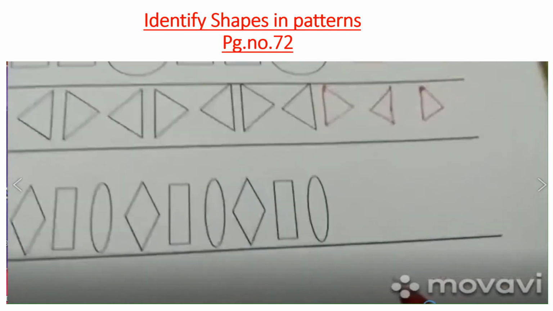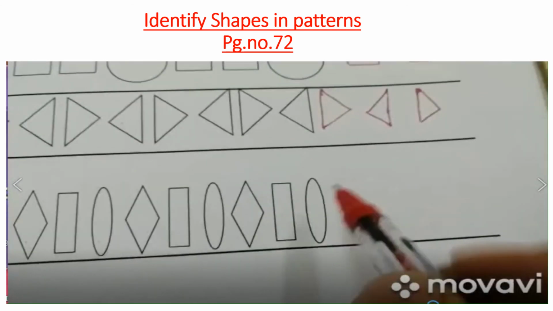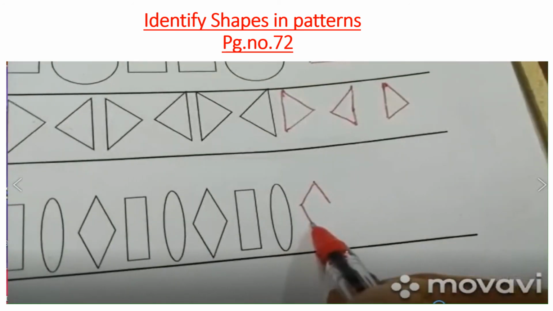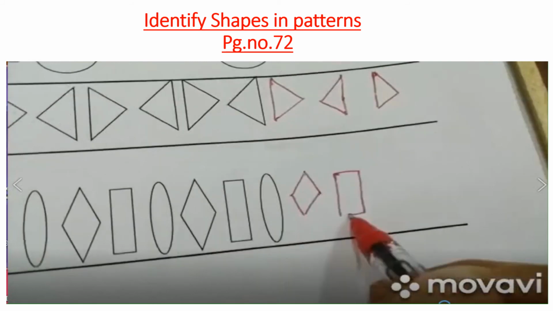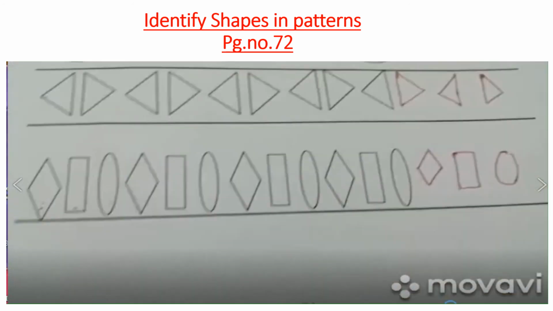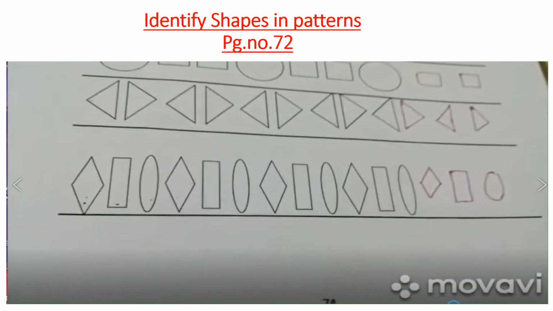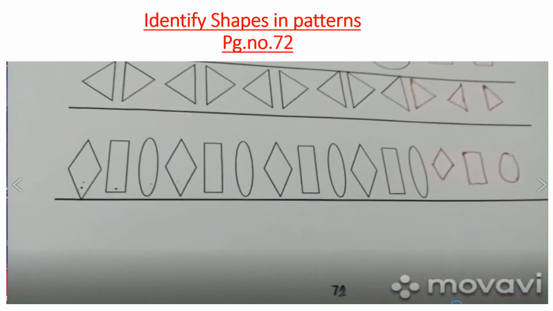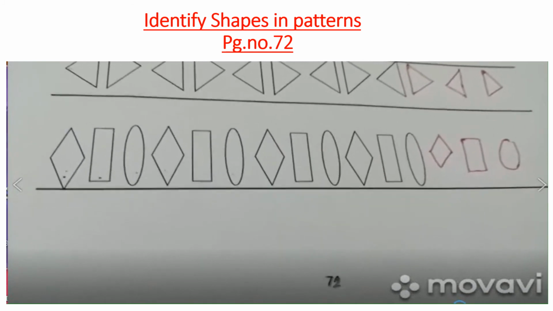See, what should be after the oval? Yes, after the oval is again what? Rhombus. Okay. So what should be the next? Rectangle. Then again, what should be next? Oval. So this is all about page number 72.